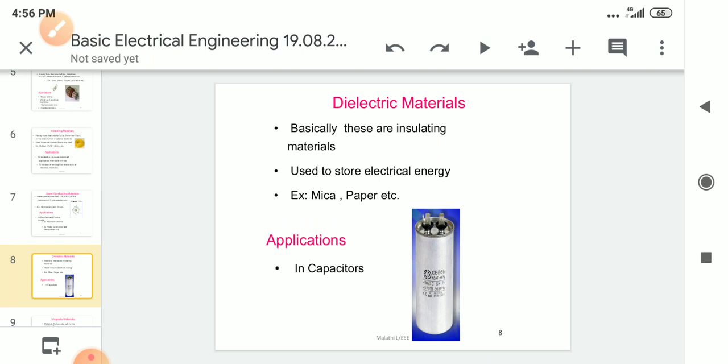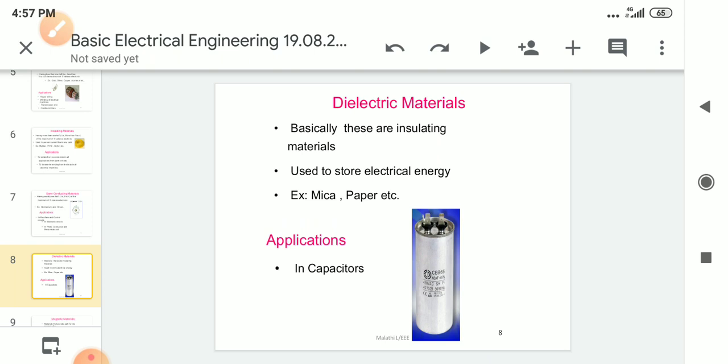It means that this type of dielectric material is an insulating material which possesses very low electrical conductivity. Dielectric materials are essentially insulating materials.